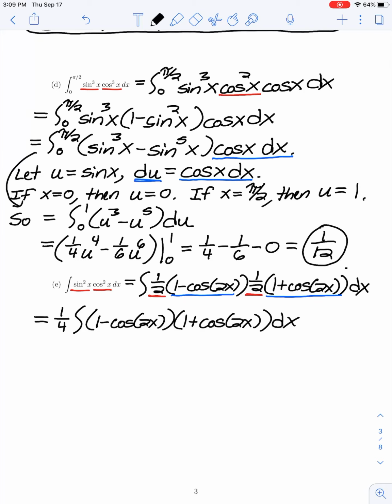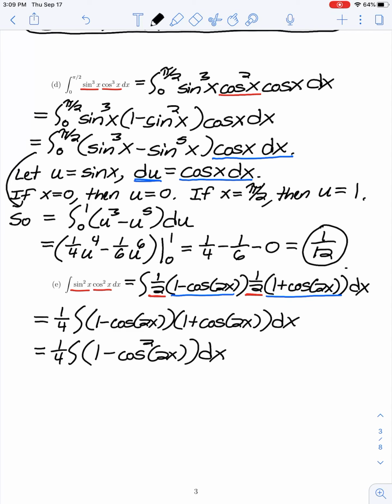So if I expand this product, 1 minus cosine 2x times 1 plus cosine 2x, I have the following. I would have a 1 plus cosine 2x minus cosine 2x, which cancel one another, and then I would have a minus cosine of 2x squared, dx.